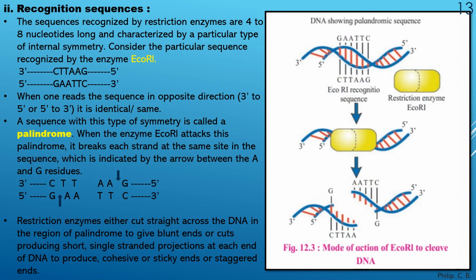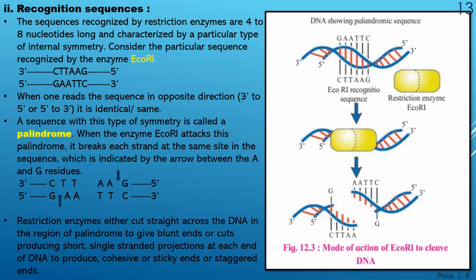Now, recognition sequence. In the previous two slides we came across the term recognition. What is that? First see the image: the mode of action of EcoRI to cleave. What is EcoRI? Escherichia coli R1. That is DNA showing a palindromic sequence. What does palindrome mean? The mirror image, correct? You can see the palindrome sequence, then the restriction enzyme EcoRI, followed by the action which helps to recognize the sequence.